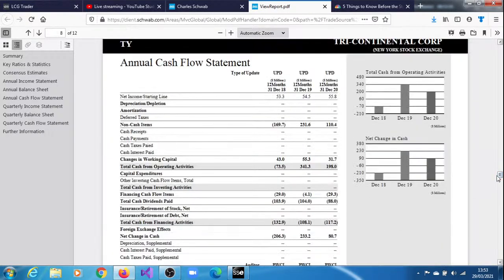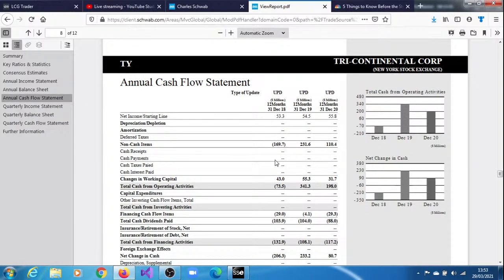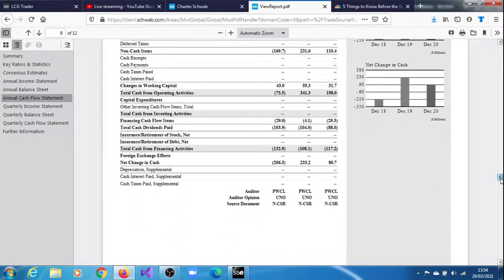So we'll try a way of, I believe you may have come across this yourself. Now let's look at the annual cash flow, as at December 2020. It has non-cash items at $110 billion. Changes in working capital 31 billion. Total cash from operating activities 198 million. Sorry. Net change in cash is $80 million.